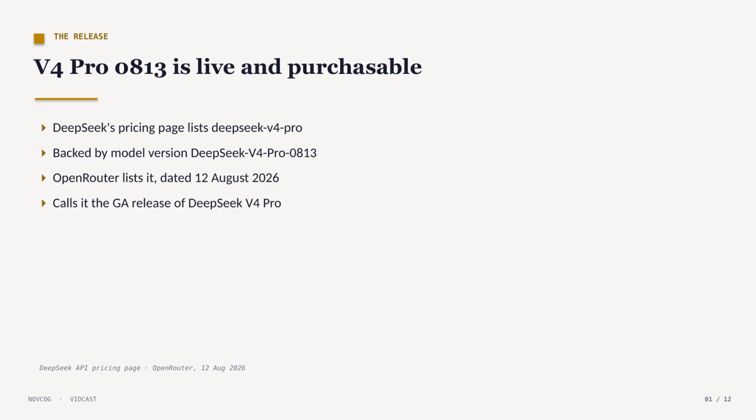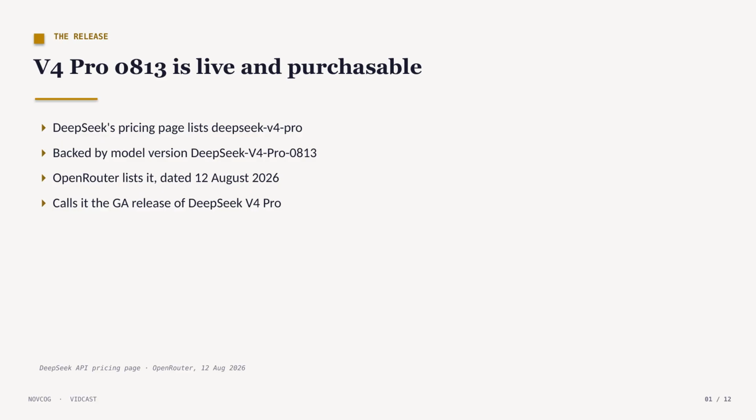Start with what is not in doubt. DeepSeek's own pricing page now lists a DeepSeek V4 Pro endpoint, backed by a model version called V4 Pro 0813. OpenRouter carries the same model, dated 12 August 2026, and describes it, their words, as the GA release of DeepSeek V4 Pro, one provider forwarded directly. So this is not a rumor and not a screenshot of a benchmark. The model is live, and you can buy it today. Which makes the first real question a simple one.